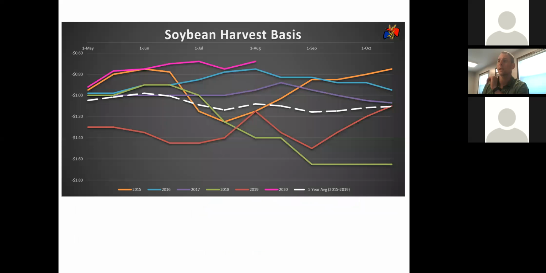Let's take a look at what beans look like. This drills down to soybean harvest basis over the last 5 years. You can see we've been in a range from as low as $1.65 under in 2018, to today, when we're at 68 under delivered at harvest. This is actually the last 10 years, and I've been here for 11 years. We are at the best basis levels I've ever seen for harvest delivery soybeans. Average basis, like I said, is about $1.10 to $1.15 on harvest delivery beans.